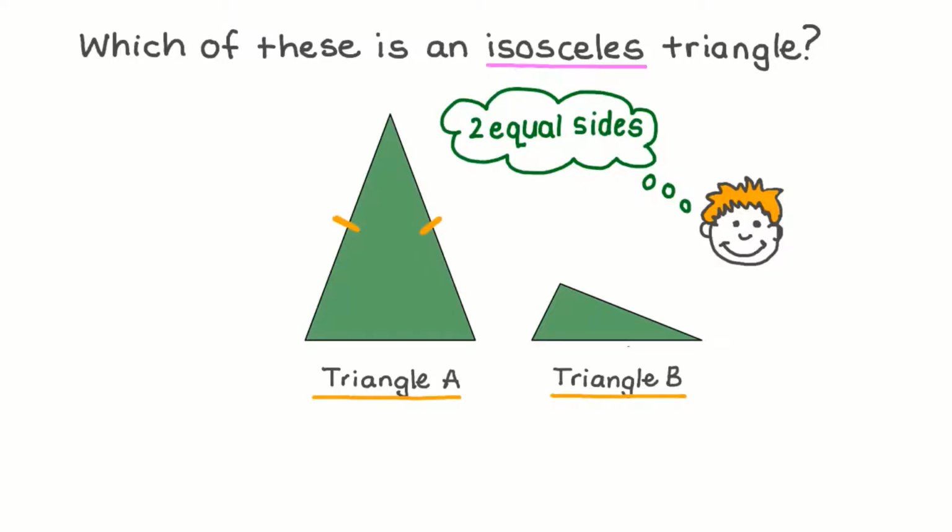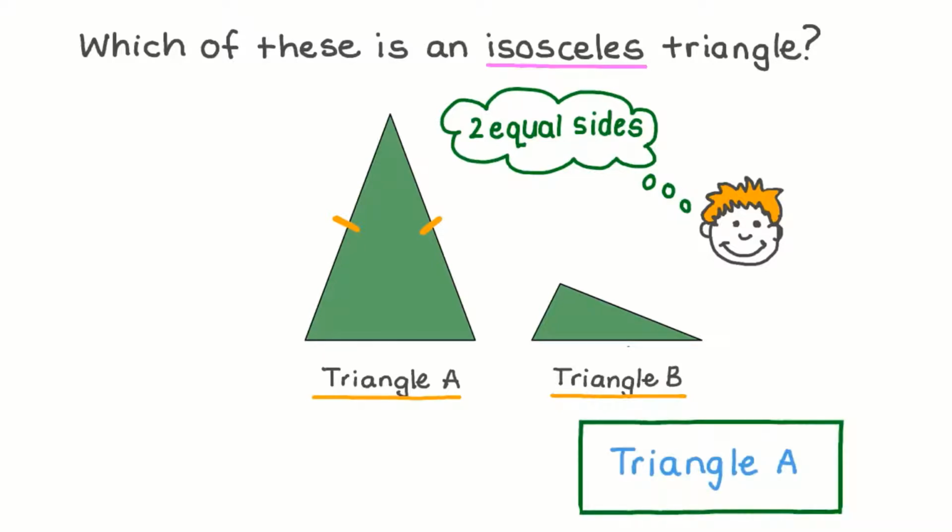It's triangle A. These two sides are equal in length. This triangle has two longer sides, which are the same length, and one shorter side. The isosceles triangle is triangle A.